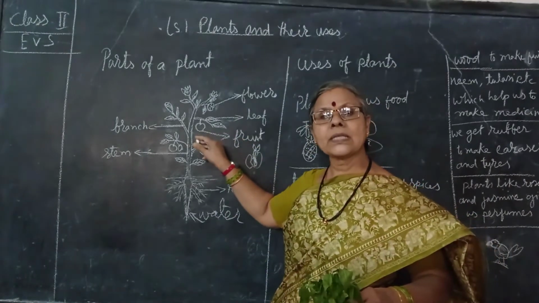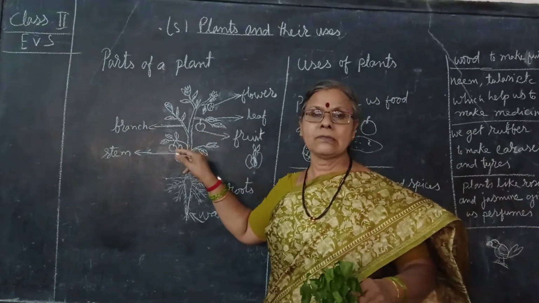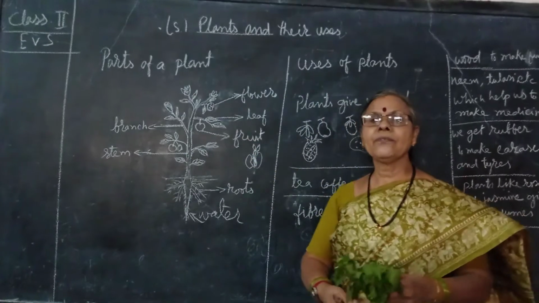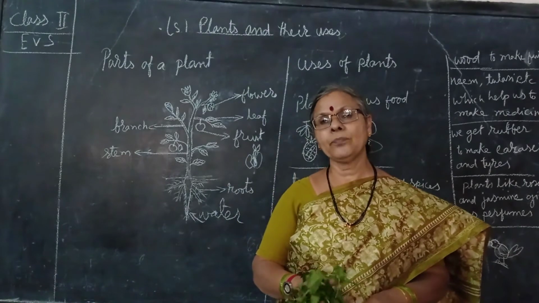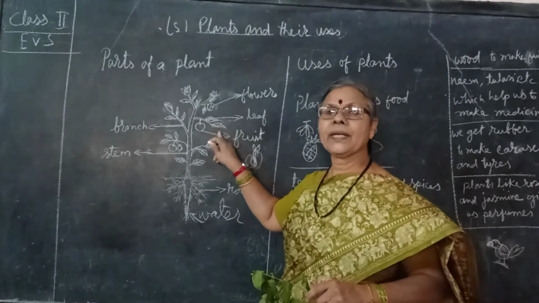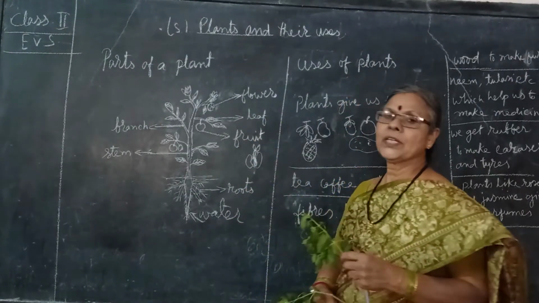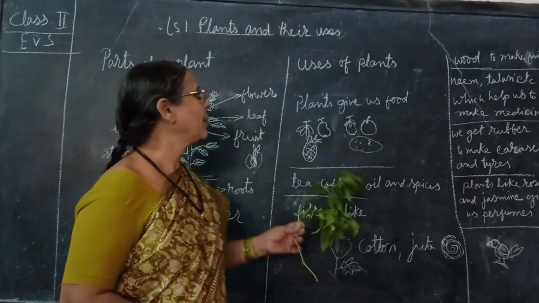If there are many fruits, then that many seeds will be there inside the fruits. So leaves are very important. Without leaves, the plants cannot make food. That is why leaves are also very important. Flowers. Now coming to the uses of the plant. What are the uses of the plant?